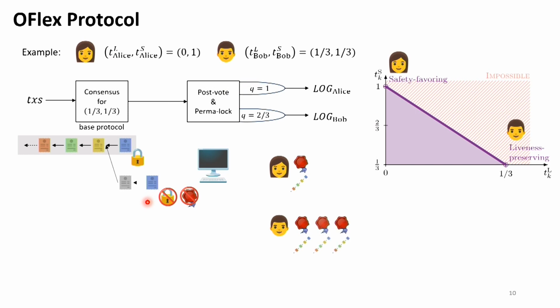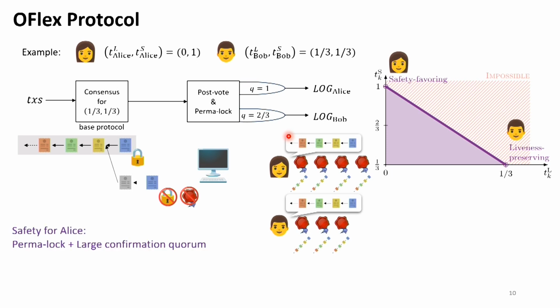So, for example, Bob, who is liveness preserving here, will confirm a chain when it has seen post votes by at least 2/3 of the validators. Whereas Alice, who is more safety favoring, will wait for all the validators to post vote before confirming. So a quorum threshold of 1. So that's it. The two ingredients: the validators do this additional post vote and permalock, and then the clients use their subjective quorums. So, quick intuition about why this achieves the safety and liveness.